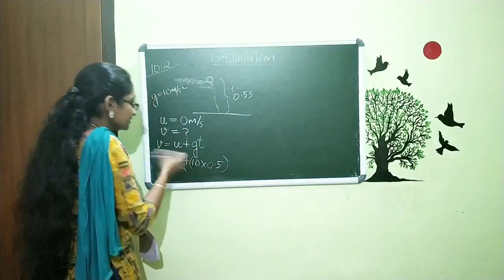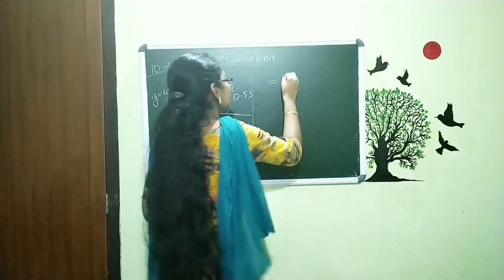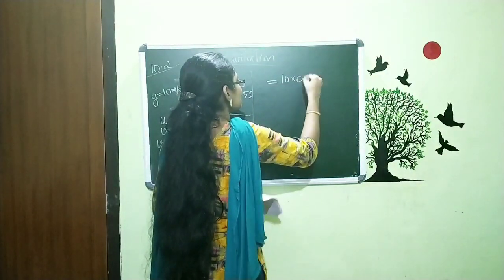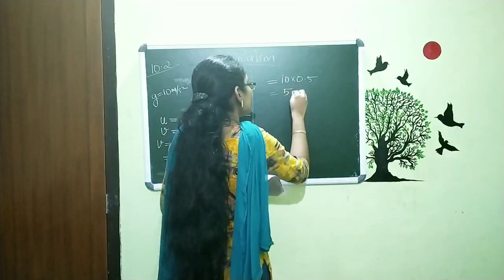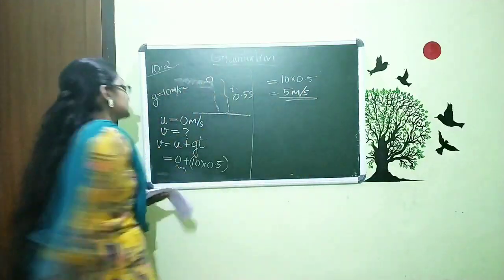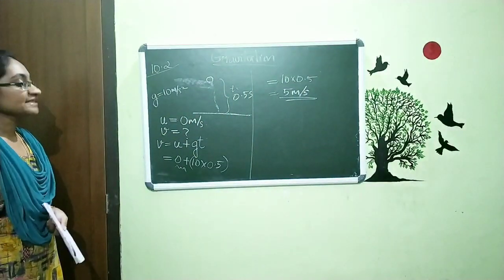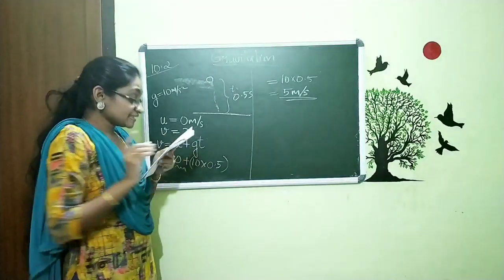So this is what we have got. Then the final value is 10 into 0.5, and you will get the answer as 5 meter per second. Meter per second means we are finding the velocity. So the unit is meter per second. This is the answer for the first part. The second question is this.